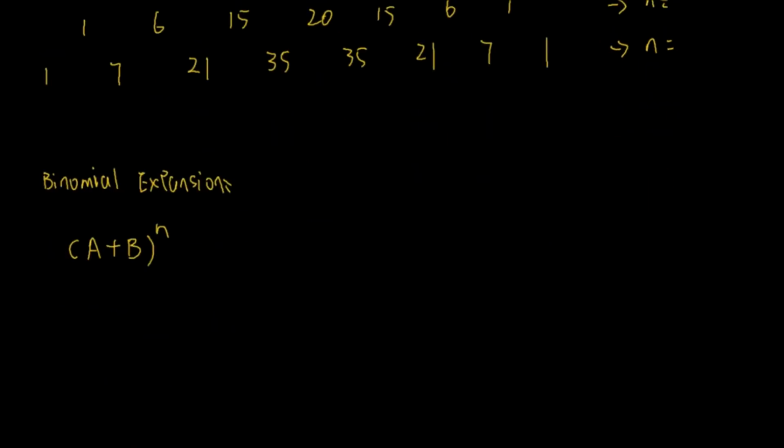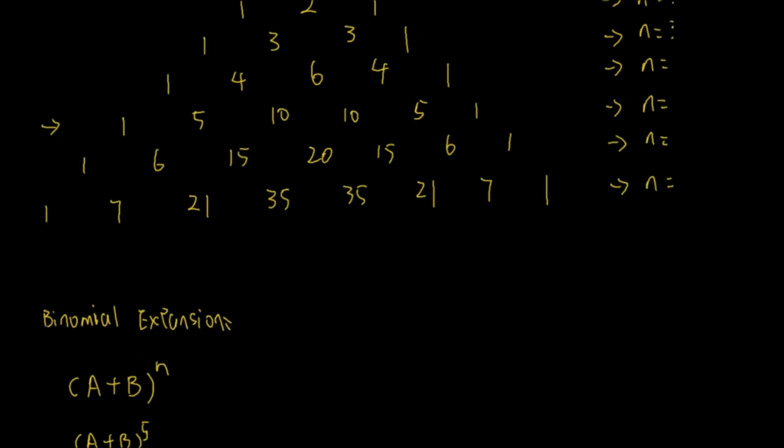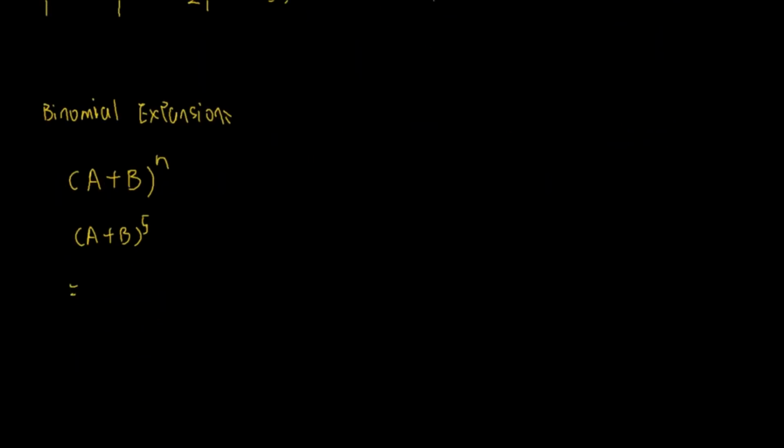So let's expand this. If this is (a + b) to the power of 5, how do we expand this? Now we have to look at the coefficient here. We know that the first coefficient here is 1. So we can do 1 times a to the power of n times b to the power of 0.